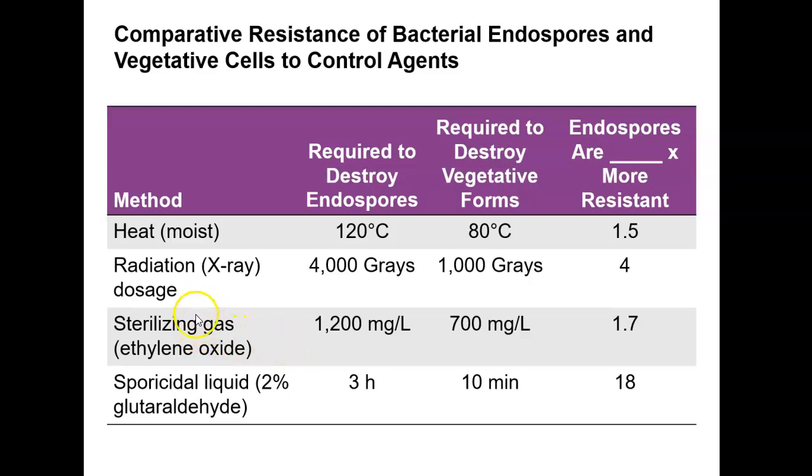We're going to talk about a gas called ethylene oxide. Endospores are much more resistant to being killed by that. And there are some liquids like glutaraldehyde that can be used, and endospores are much more resistant to things like that. So this is really important to know if you are trying to sterilize something or if you're just trying to reduce numbers. And I want to get it in your mind that most of the time we're just trying to reduce numbers. It's only in special situations where we actually have to sterilize.